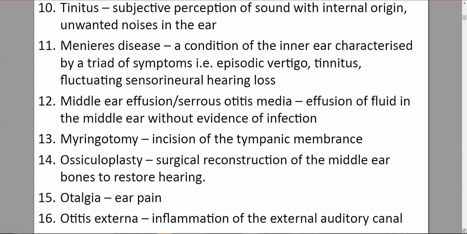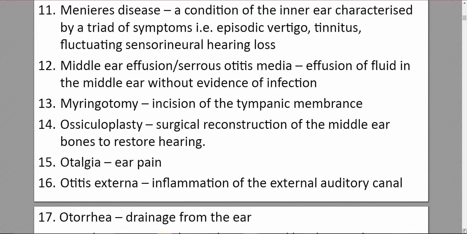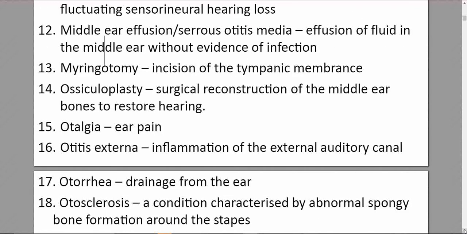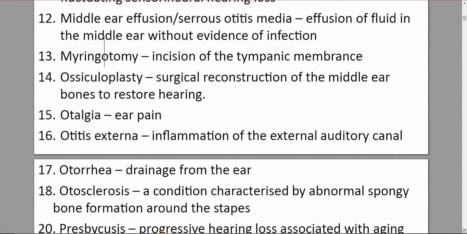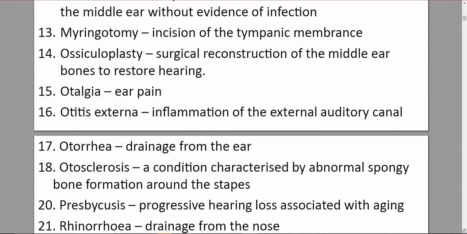Then you have Meniere's disease, a condition of the inner ear characterized by a cluster of symptoms: episodic vertigo, and I told you vertigo has something to do with hallucination, followed by tinnitus, fluctuating sensorineural hearing loss. Another one is middle ear effusion or serous otitis media. Effusion of fluid in the middle ear without evidence of infection. I've talked about middle ear effusion. So I'm talking about myringotomy, incision of the tympanic membrane. Then you have ossiculoplasty.